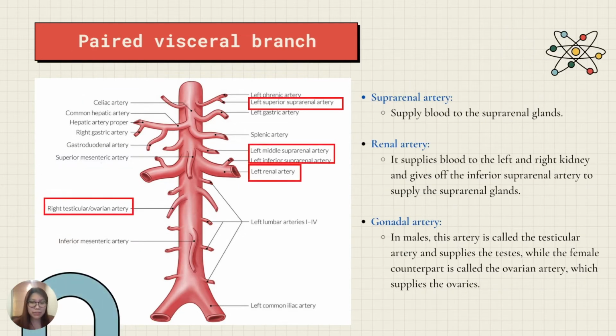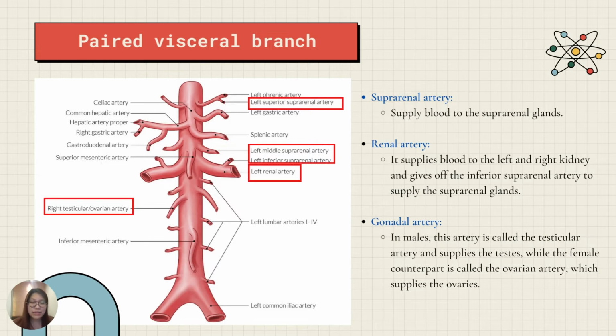Moving on to the paired visceral branches, the suprarenal artery arises on each lateral side of the abdominal aorta near the origin of the superior mesenteric artery, supplying blood to the suprarenal glands. So, next is the renal artery. It branches off the lateral side of the aorta at a right angle immediately below the superior mesenteric artery. It supplies blood to the left and right kidney and gives out the inferior suprarenal artery to supply the suprarenal glands.